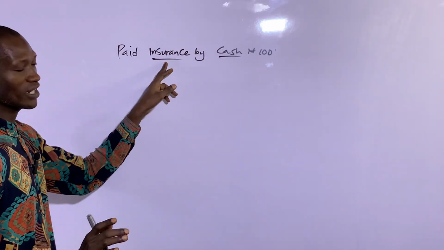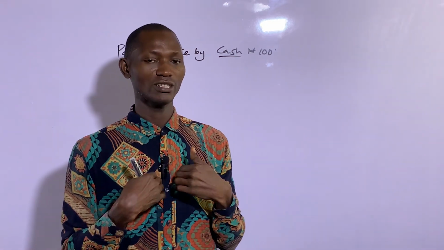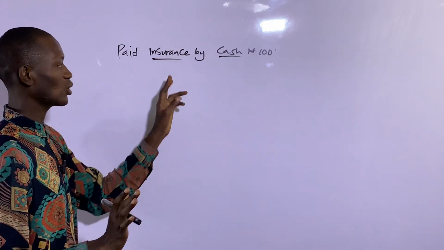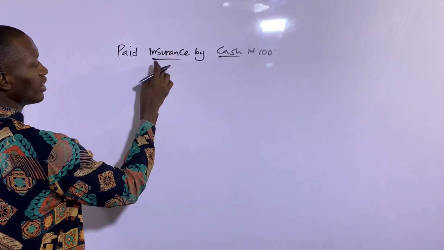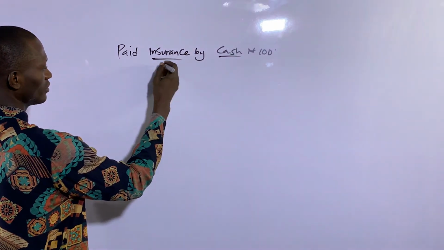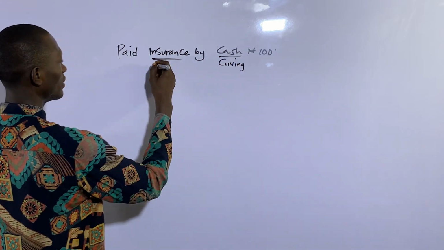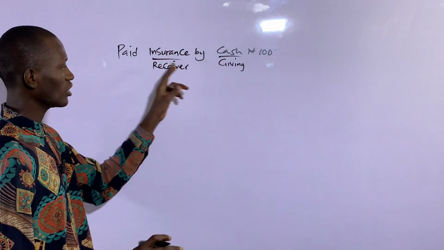Simple. Who paid insurance? Insurance was being paid. Let's say I'm the insurance. I am being paid. That means I'm receiving. So who is paying insurance? Cash. Since insurance is receiving, cash is giving. The two accounts first: insurance and cash.